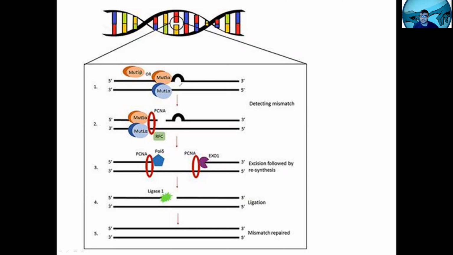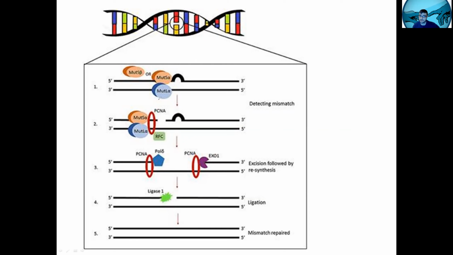This is where the mismatch is, right? What it does is it creates a break, essentially right here. Then it deletes using exonuclease activity, or excises, and just backspaces a bunch. And then it's followed by resynthesis, it just remakes it. And then you have this little gap, and then ligation, mismatch repaired.